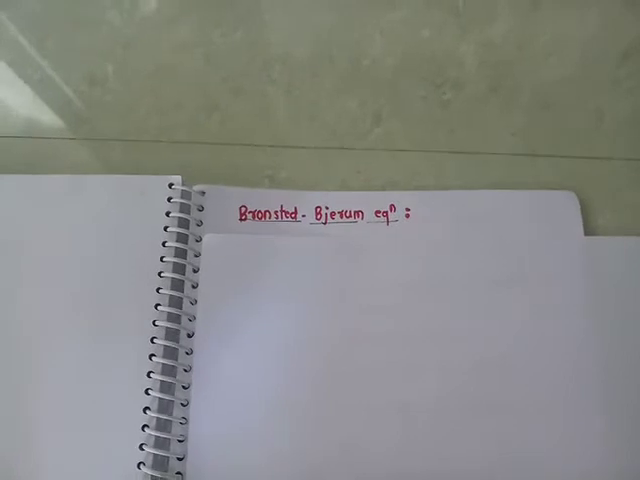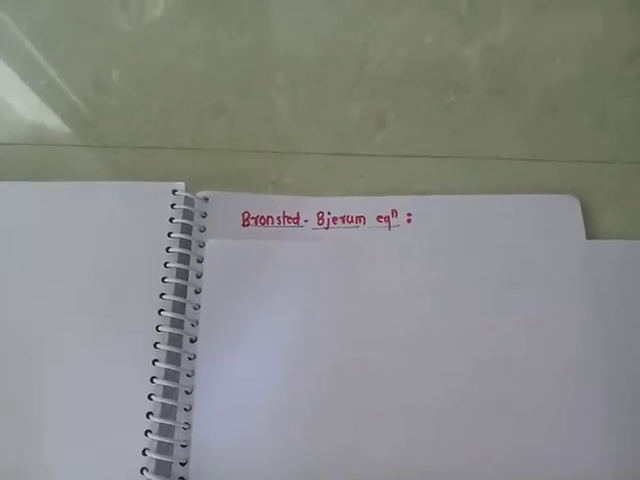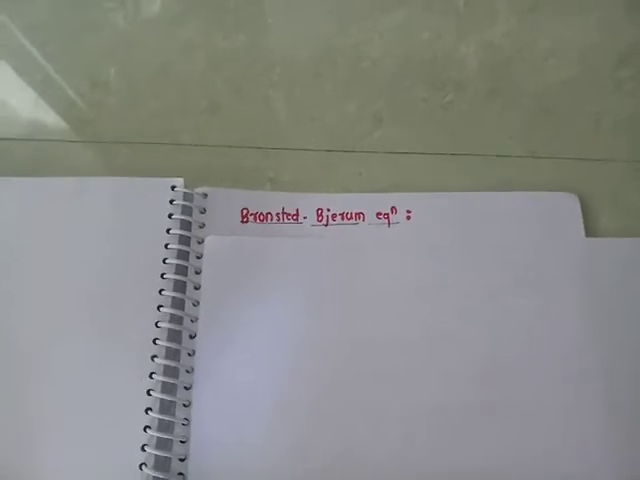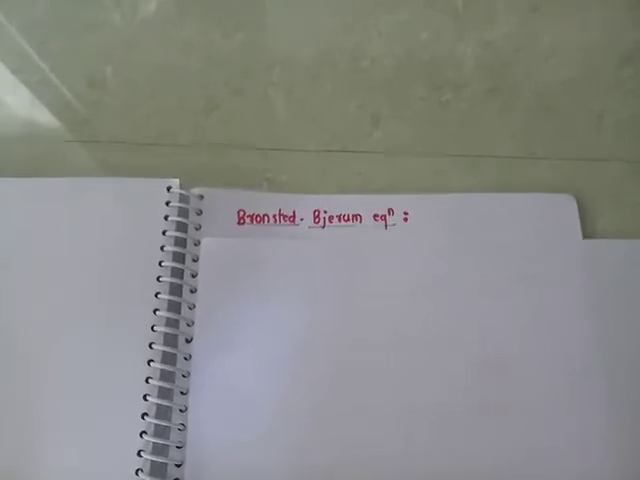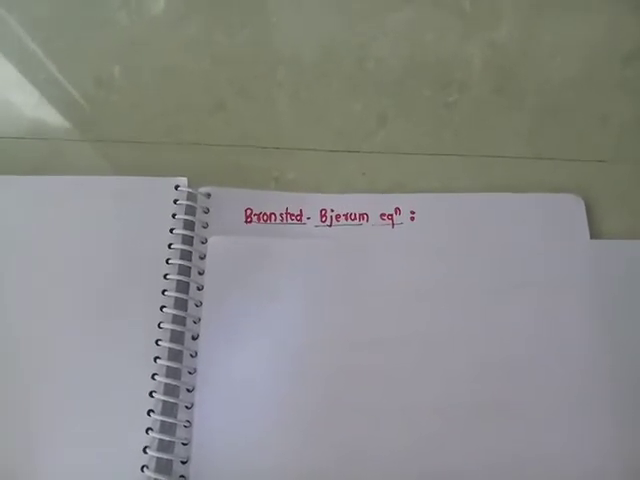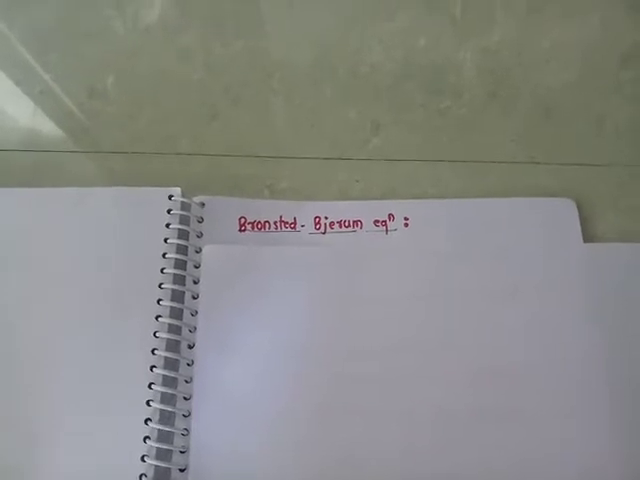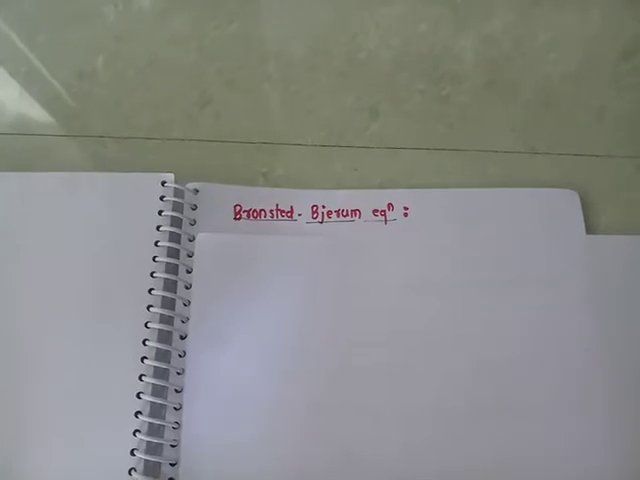Today I am going to start the new topic from the physical chemistry, that is Bronsted-Jerome equation. This topic belongs to unit 3 of the physical chemistry. This topic is very important from the exam point of view. A 4 marks question can be asked in the exam on the basis of numericals of Bronsted-Jerome equation.